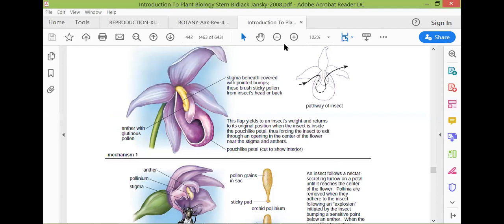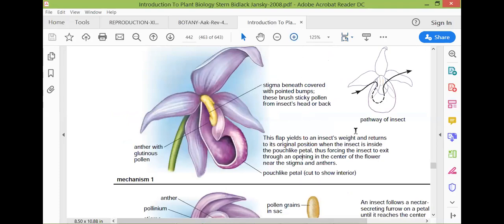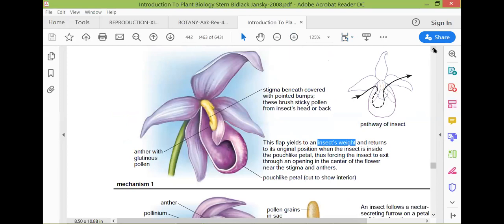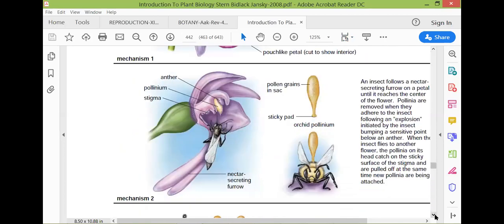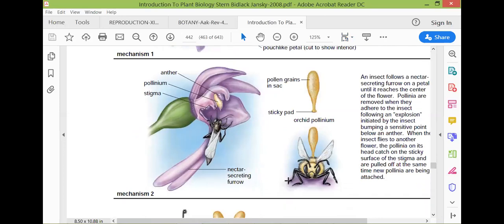So it cannot go on its own will. The flower is forcing you to follow a particular mechanism. So this is the change the flower is inducing. This is another concept. Mechanism 2.